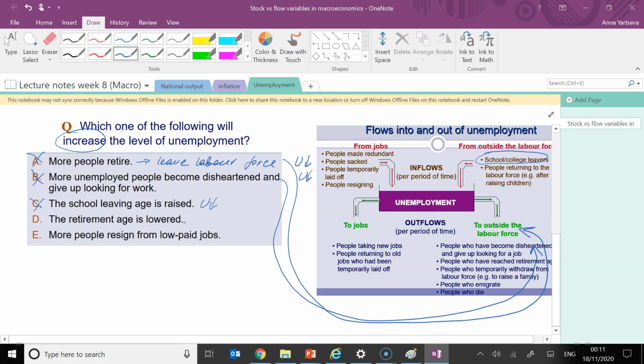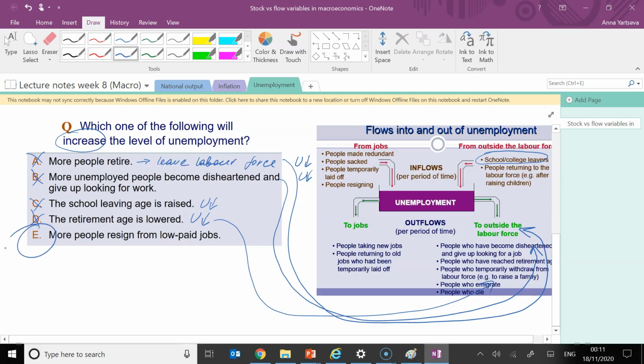Next, same effect, retirement age is lowered. When the retirement age is lowered, it means that people leave the labor force earlier. So instead of retiring at the age of 65, for example, they might retire at 55. So they stop being economically active at 55, which means that after 55, we stop counting them as being unemployed. So again, this will increase the strength of this flow, and as a result, this will reduce the unemployment rate.